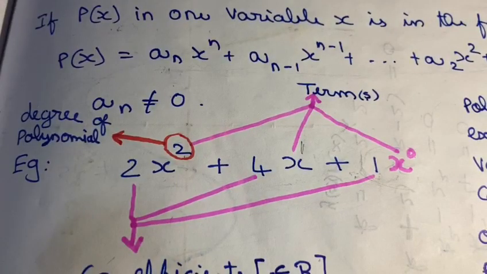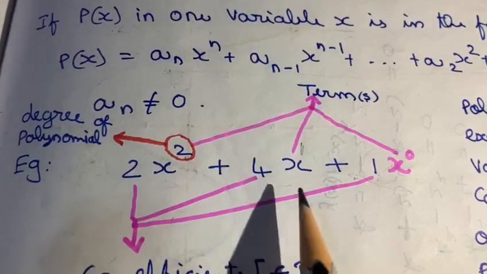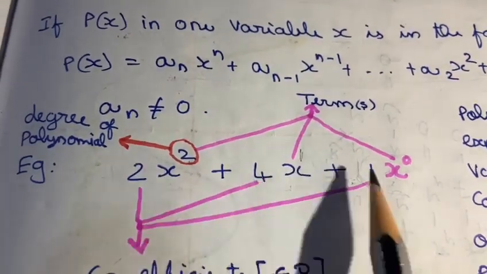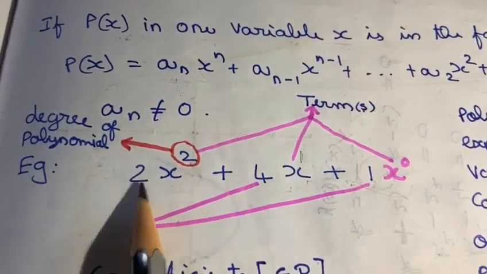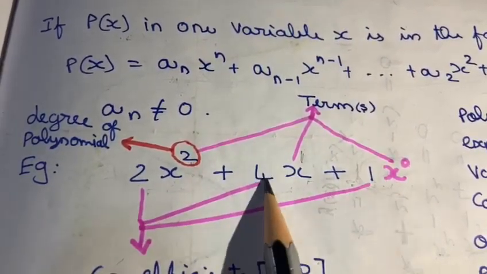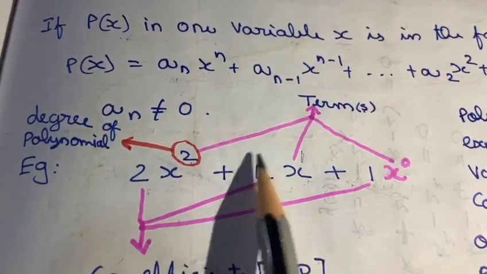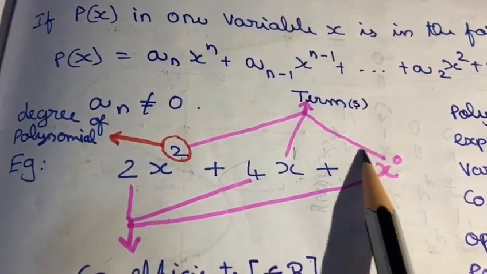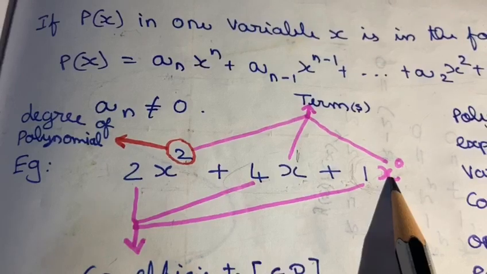Now we will try to understand the different types of polynomials. First, polynomials are divided into many types based on the number of terms. Here there are 3 terms: 1, 4x is the second term and 2x square is the third term. Hence this is said to be a trinomial. If it has only 4x plus 1, it is said to be a binomial. And if it has a single term, it is said to be a monomial.